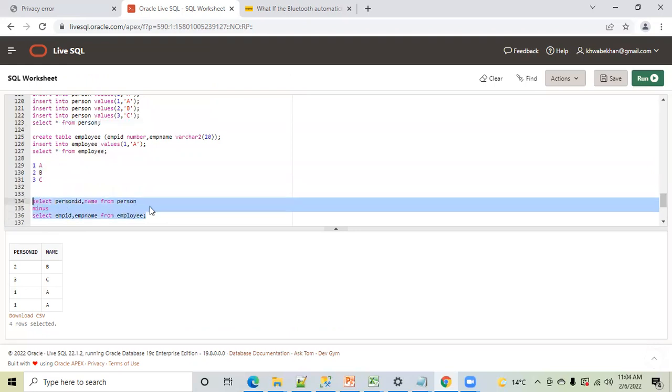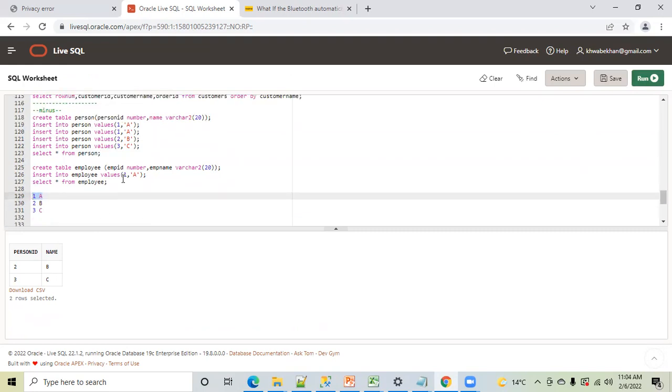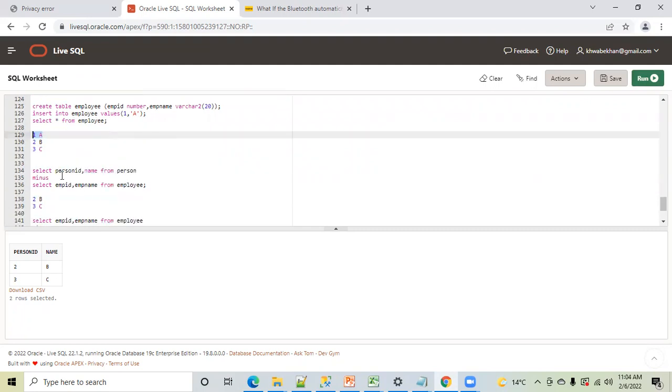Now I am running this query, and you will see one twist will happen here. You guys will get confused. It will be the same. 2B, 3C is coming. Why has it not taken 1A? It will fetch distinct data, but I have not mentioned distinct. I think it ignores the matching records and only displays the non-matching records.